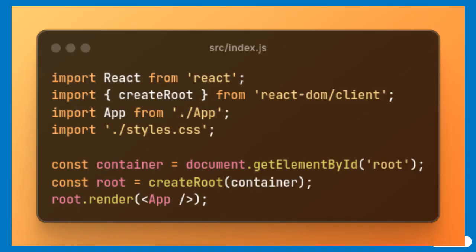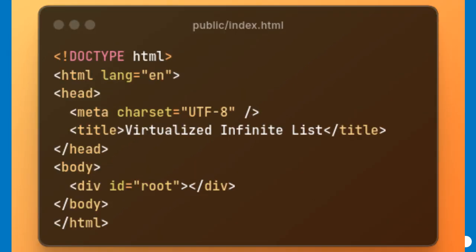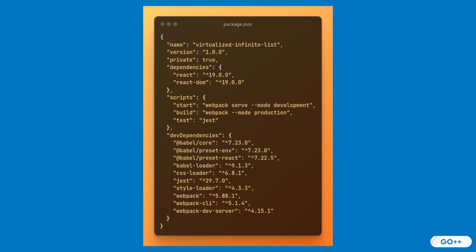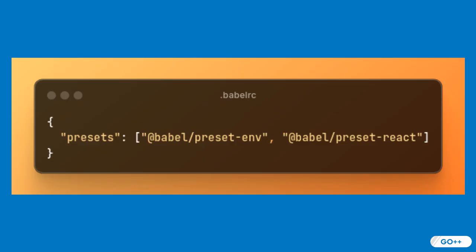It sets up the root React DOM node and applies global styles. This HTML file provides the basic page structure with a root div for React to mount into. This package JSON file declares the dependencies, scripts, and development tooling required for the project, targeting React 19 and common build and test tools. This Babel configuration enables modern JavaScript and React JSX transformation, supporting the project's build process.